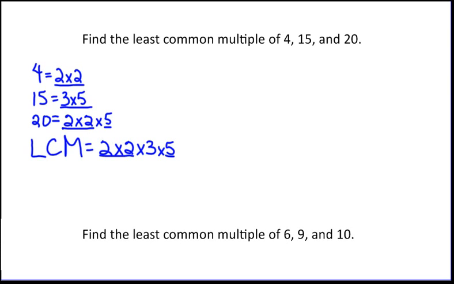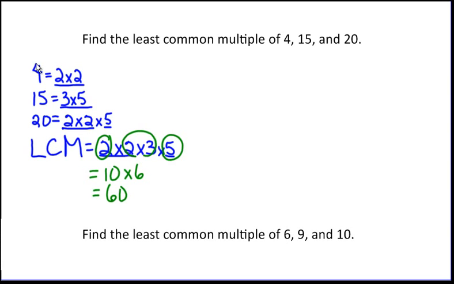Now it is a matter of multiplying those prime factors out. I see that 2 times 5 is 10. I'm going to take advantage of that. And what's left is 2 times 3. So the least common multiple is 60.